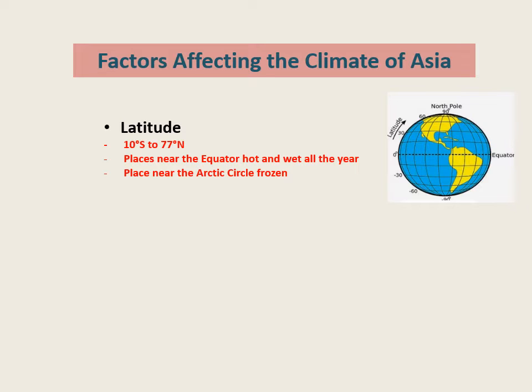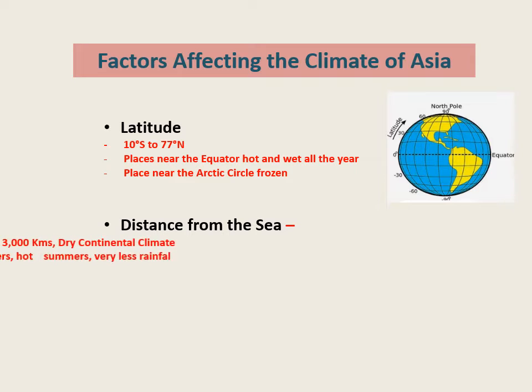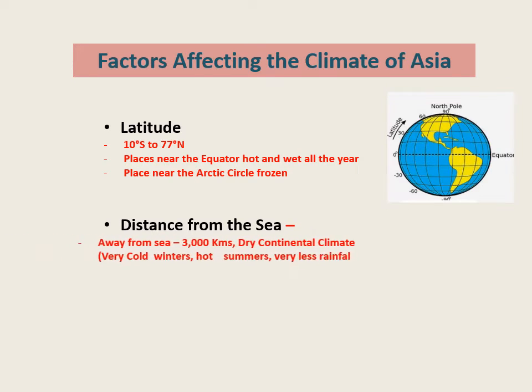The next point is distance from the sea. East to west, Asia stretches across almost half the globe. Therefore, there are places in Central Asia that are located almost 3,000 kilometers away from the sea. These places have a dry continental climate with very cold winters, hot summers, and very low rainfall.